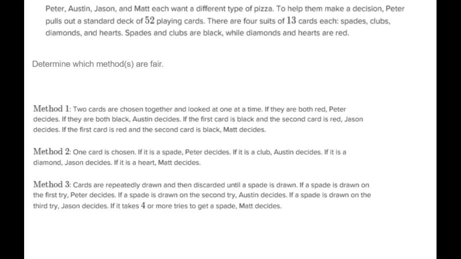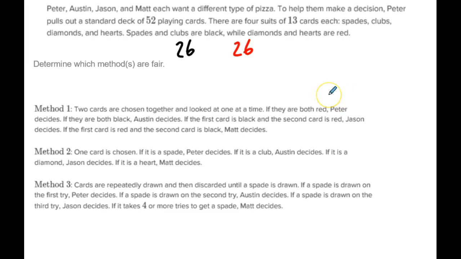This method turns out to not be fair, and we're going to look at the probabilities to determine why. We're going to look at the first scenario where Peter would decide. So if both cards are red, in the standard deck there's 26 black cards and 26 red cards. So for the first card to be red, there would be a 26 out of 52 chance of that card being red. Now we want to multiply that by the probability that the second card is red as well. And that would be 25 out of 51, because we already removed that first card, so now there's only going to be 25 red cards.